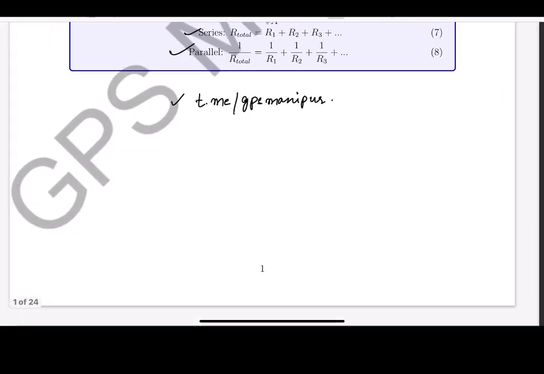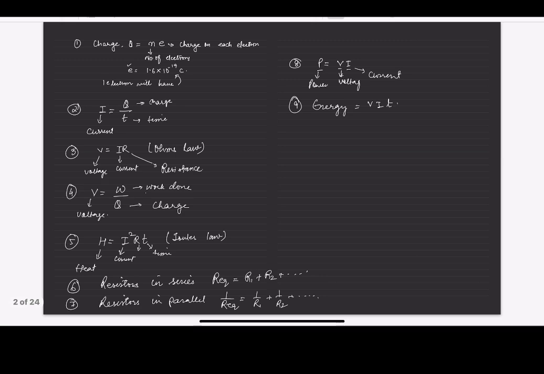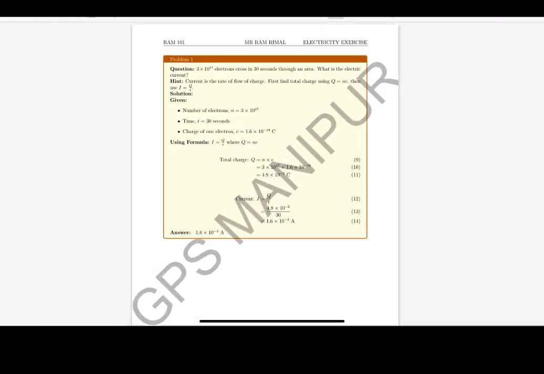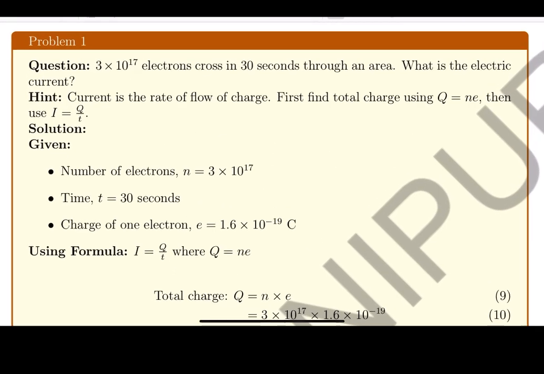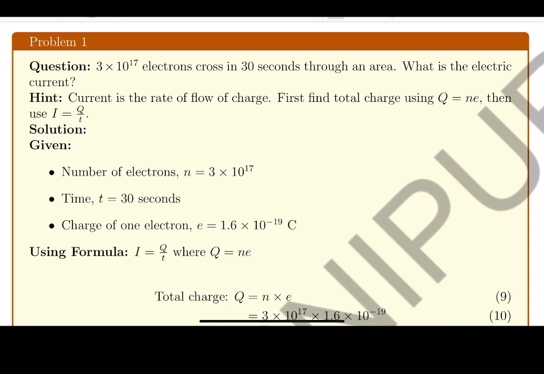Okay, so fine, let's go next. These are the formulas. Now let's start the questions. Let's start with the first question, question number 1. It is from page number 171. This is the exercise question.